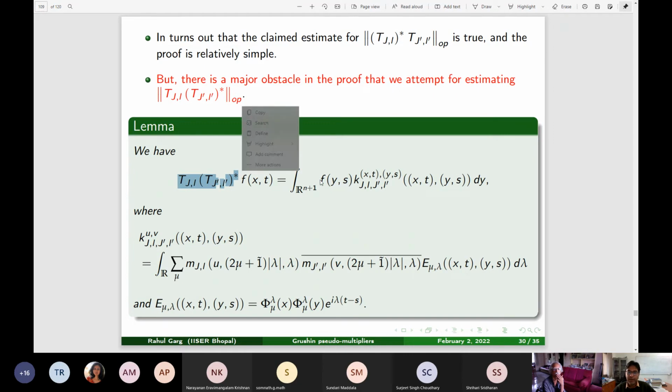There is trouble just to show what T T star is. T T star is an integral operator where the kernel has an explicit expression. So forget about these U, V, etc. Just think of it as the two multiplier symbols M with J L and M with J prime L prime. And this E mu lambda is nothing but phi mu lambda, the Hermite functions phi mu lambda in x and y. And this is the Euclidean part, right? Every time in the last variable, you will see the Euclidean part.